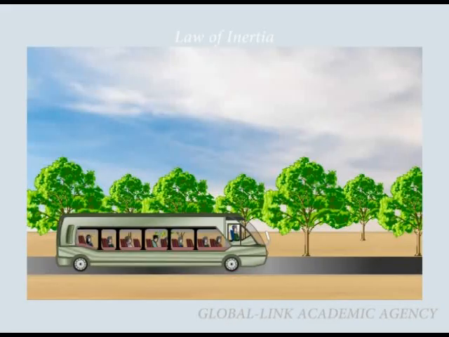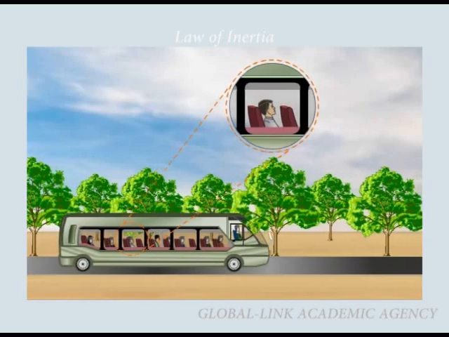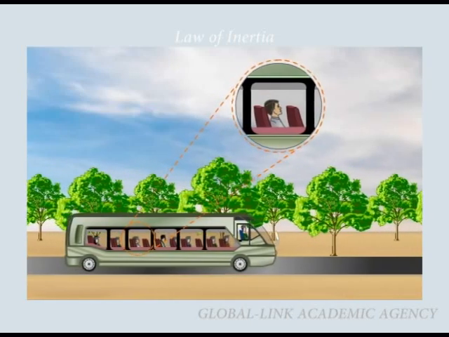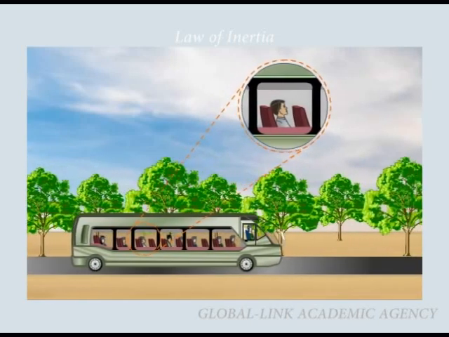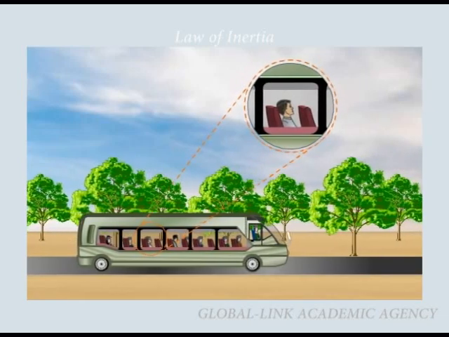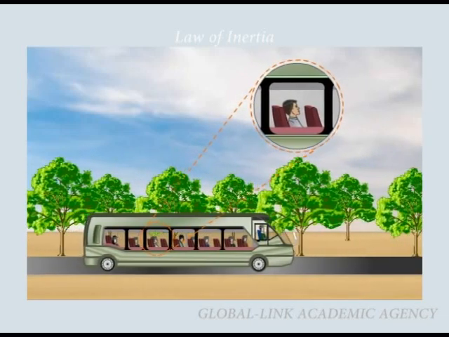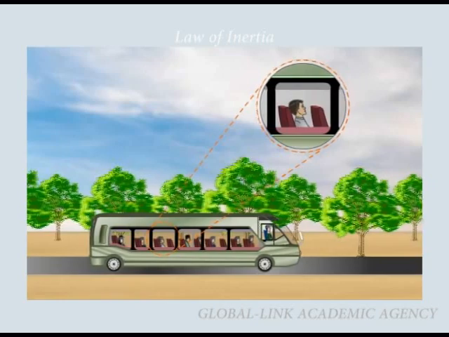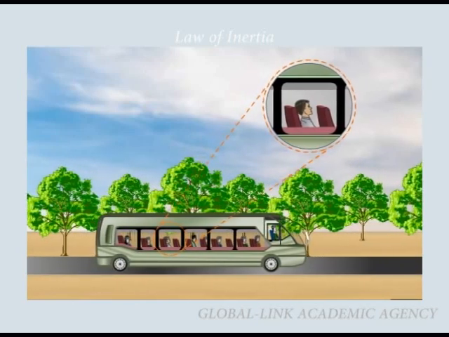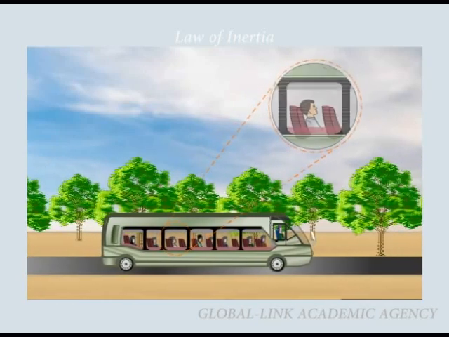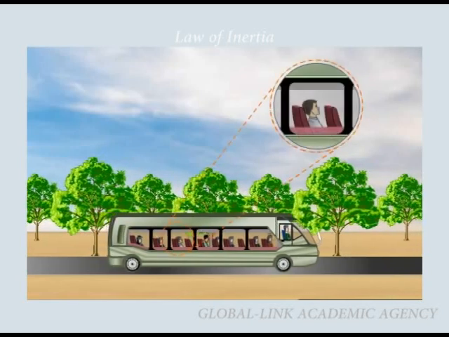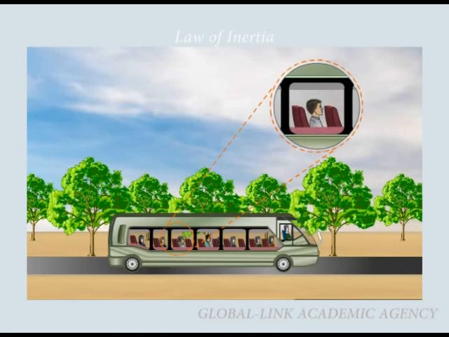Again, here you can see the passengers in the bus leaning backwards when the bus suddenly starts moving. This happens because the upper part of the body continues to be at rest due to inertia, while the lower part starts moving along with the bus. Equally, when a moving bus stops suddenly, the passengers jerk forward. This is because the upper part of the passengers continue to move while the lower part of the body comes to rest along with the bus.